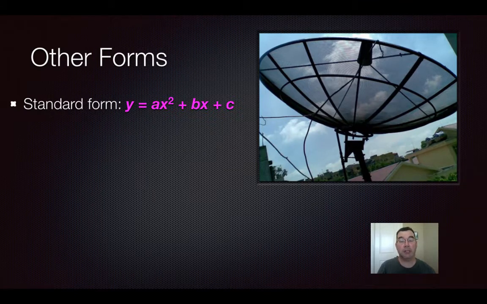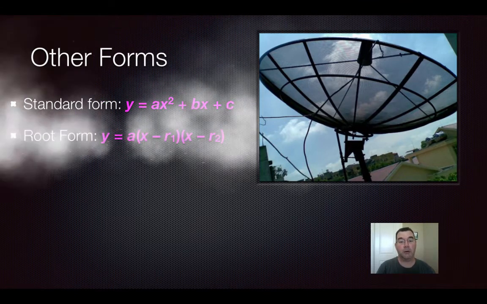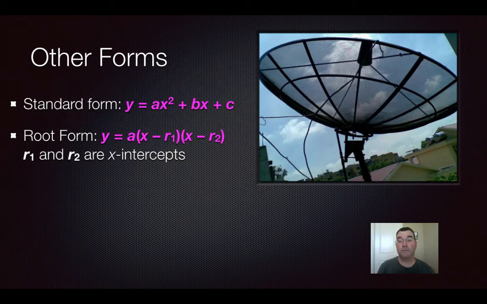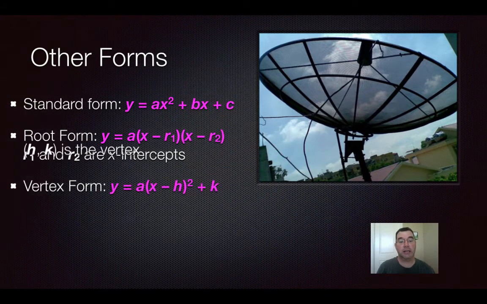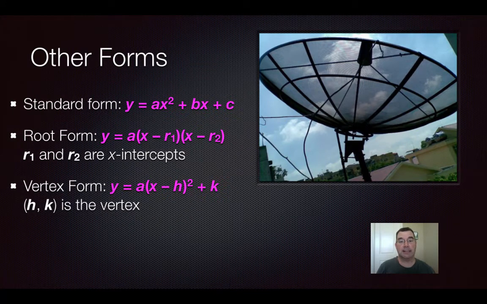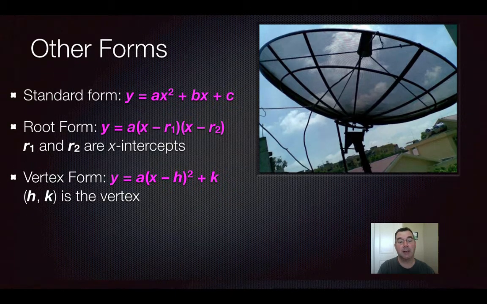It does come in other forms that you need to be familiar with. The one that I just read out to you is the standard form of a quadratic function. It can also be written in root form, which is y equals some constant a times x minus r1, which is the first root or the first x-intercept of that parabola, times x minus r2, which is the second root, the second x-intercept of that quadratic function. Vertex form is y equals some constant a times x minus h squared plus k, and in this case the h and the k, those are the coordinates of the vertex of the parabola.